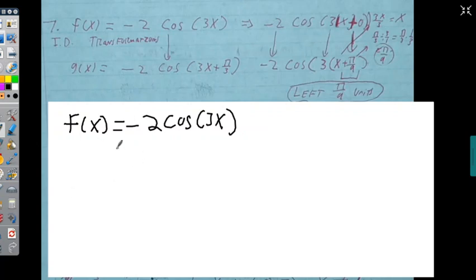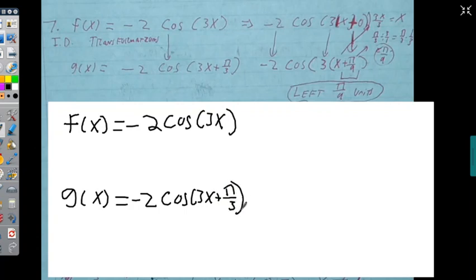And g of x, we go through some sort of transformation, and then g of x is equal to negative 2 times the cosine of 3x plus pi over 3. Alright? Now, we have to factor, okay? We have to factor in order to figure out what our changes are. So, fully annotating our transformation changes for f of x, this will become negative 2 times the cosine, and we're going to factor out that 3. Because we always factor out the coefficient of x.